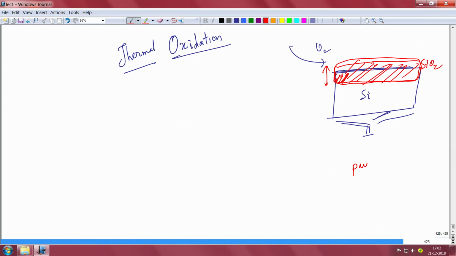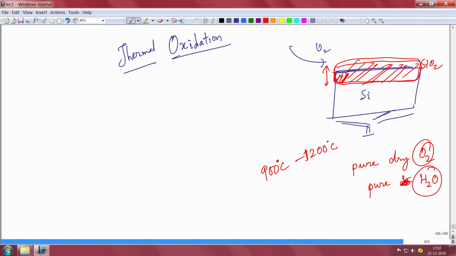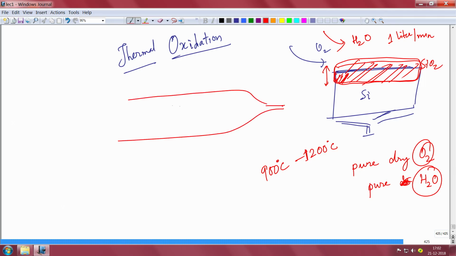Typically, you flow pure dry oxygen gas, or you flow pure water vapor. One is called dry oxidation, the other is called wet oxidation, and the temperature that you heat up the whole thing to depends, but it is typically from 900 degrees to 1200 degrees Celsius, which is fairly high, and the gas flow, this oxygen or water vapor that you flow, is typically at a rate of 1 liter per minute. Okay. So you have a chamber like this, you will have an outlet here, and then you have a gas like this.